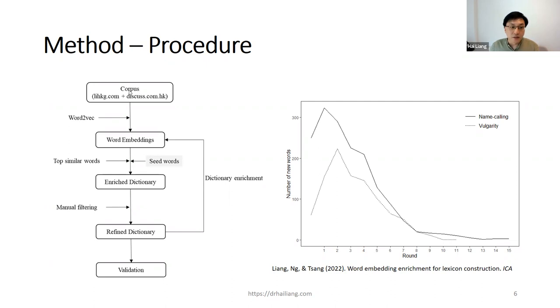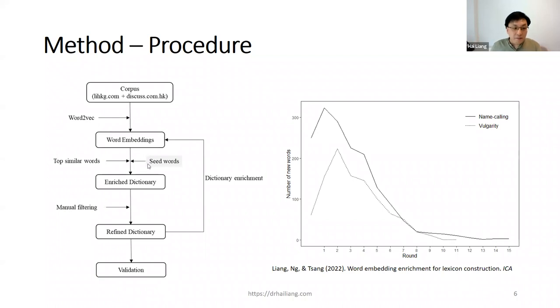First we have the corpus, as I just mentioned, and we train a word to vector model, and then we get the word embeddings. What is a word embedding? That means for each word, we represent the word as a vector. That vector has 215 dimensions.